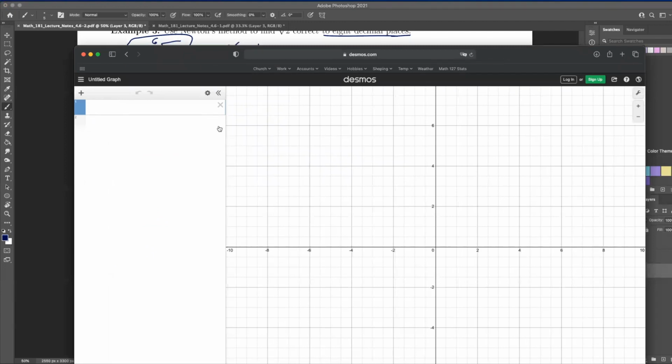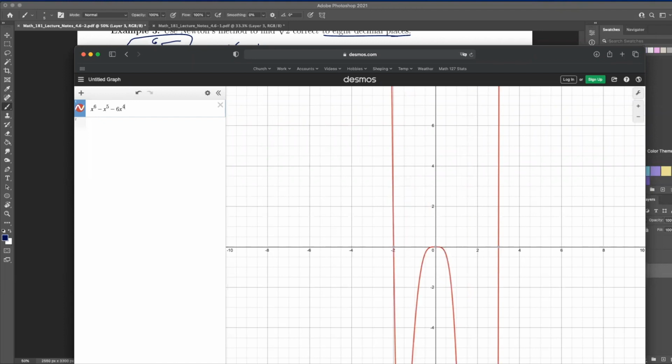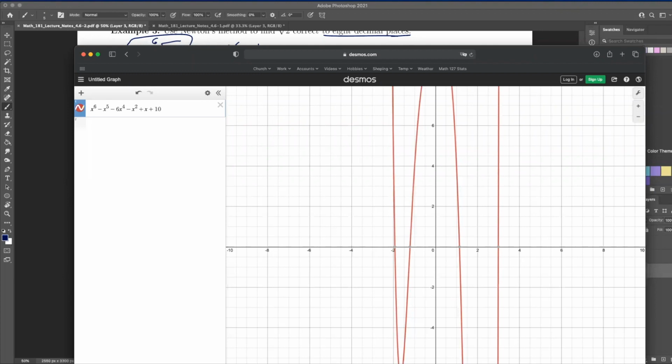All right, so it's going to ask to find all the roots for this equation, and it's x to the 6 minus x to the 5th minus 6 x to the 4th minus x squared plus x plus 10. Make sure I type that in. There is no cubic term. Yes. All right, so here's one of your homework problems, right?